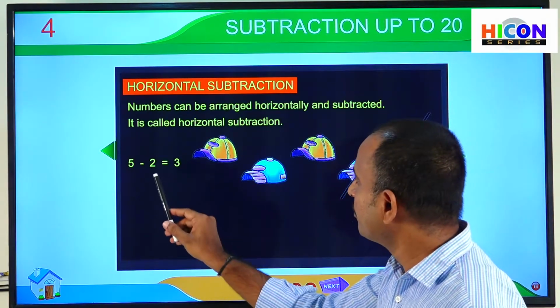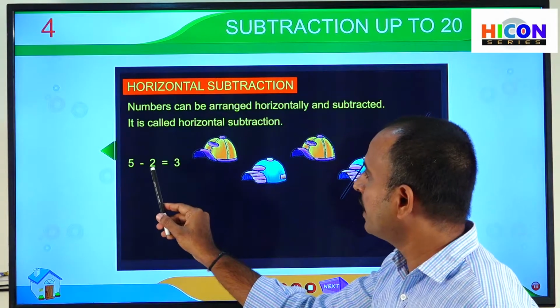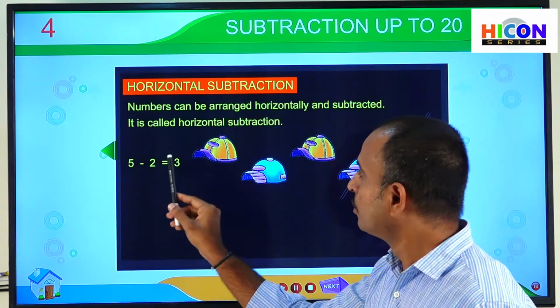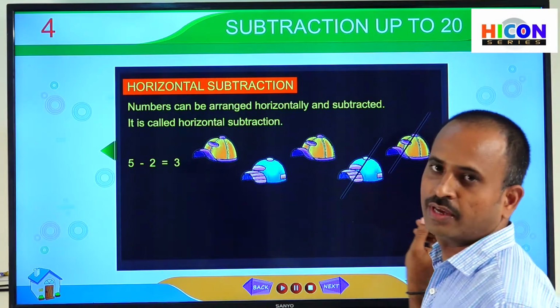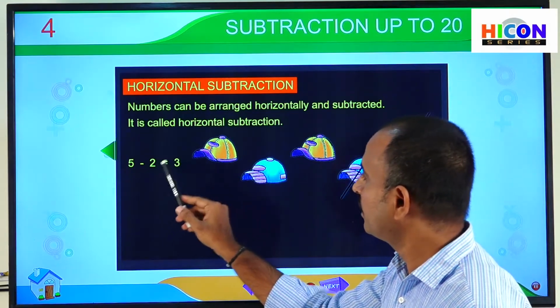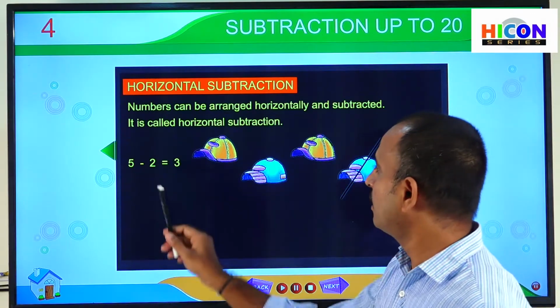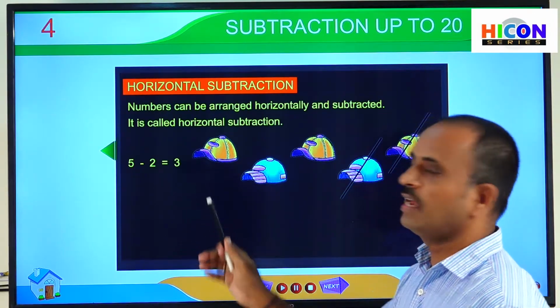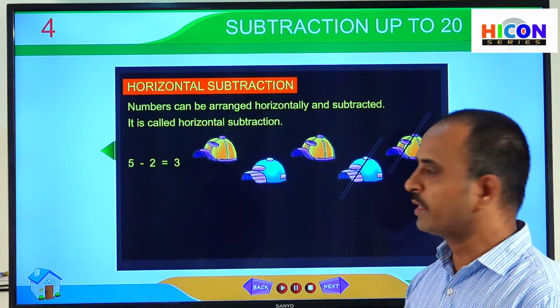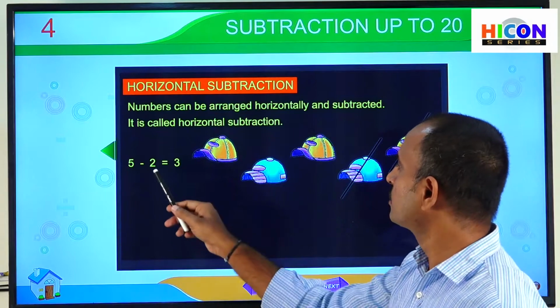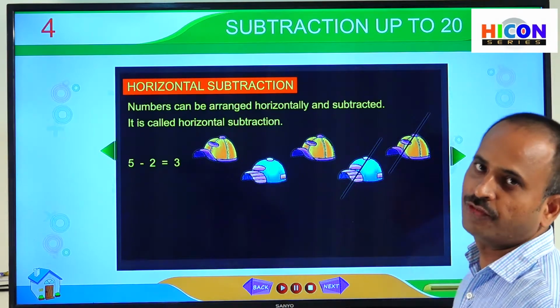So see the second number. The second number in the subtraction is 2. So that's why we have to take away 2 caps from these 5 caps. The second number represents the number of objects to be taken away. Taken away means subtraction. So we have to subtract 2 caps from the 5 caps.